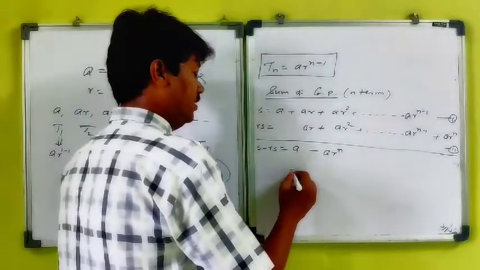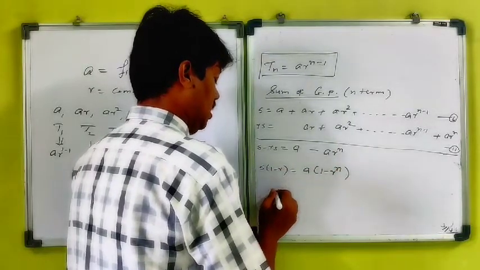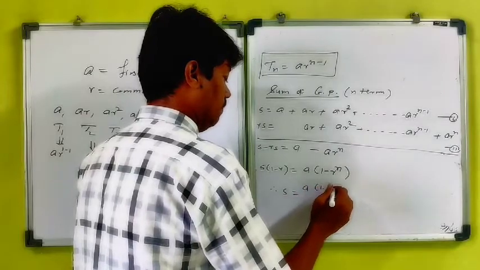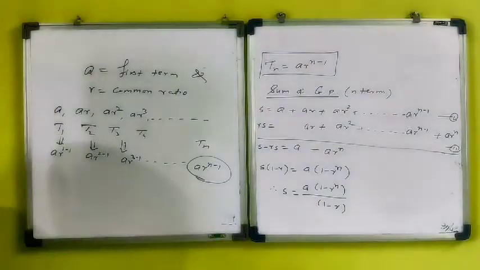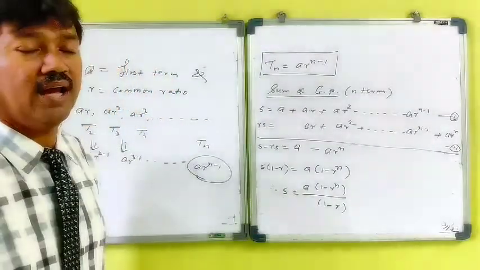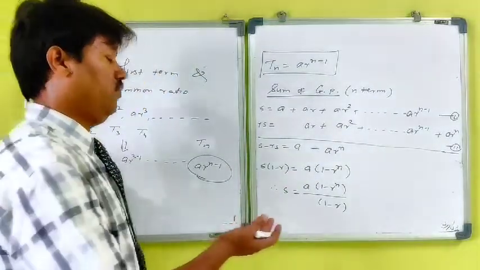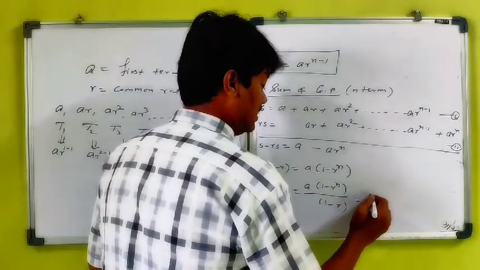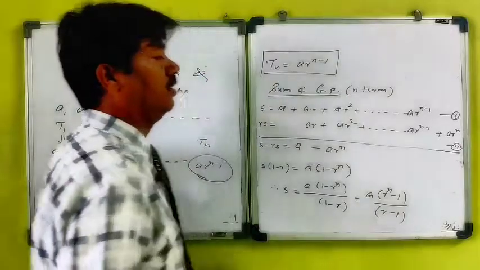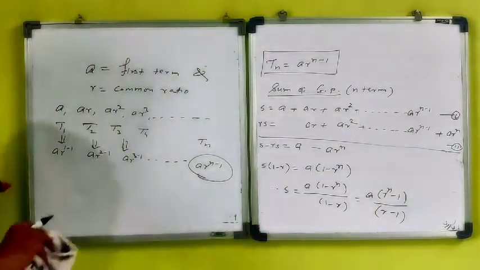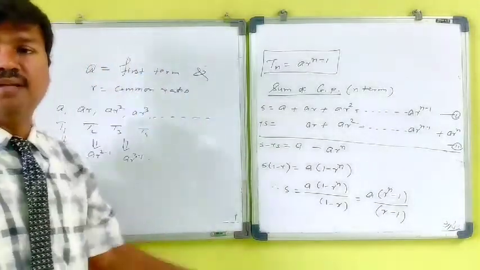If I take A common, A into 1 minus R raised to n is equal to S into 1 minus R. So we can say that S is equal to this, and this is the formula. Sn, the sum of n terms, is given by A into 1 minus R raised to n upon 1 minus R. Now if we take a minus common out of both numerator and denominator, we get the same formula in another form. Both formulas are the same.